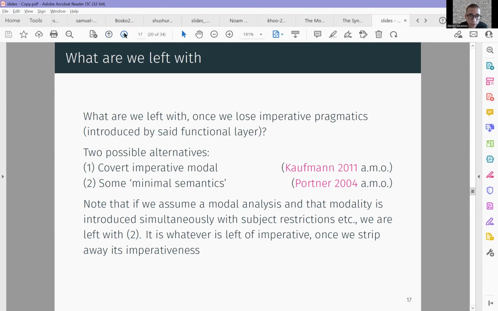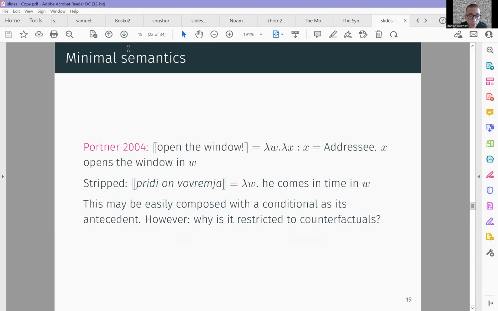So we have to stick to some minimal semantics, something resembling a simple property, as, for example, argued for by Portner. For Portner, "open the window", the true imperative, says that it has two arguments, a world and an individual, and it says that this individual may only be an addressee, and this individual x opens the window in the world w. And suppose that we strip that functional layer that I was and still am talking about from that, for example, whatever encodes this addressee restriction. We're left with a pretty bare clause. «Придем вовремя», he came in time, the antecedent in the example I'm using in this talk.